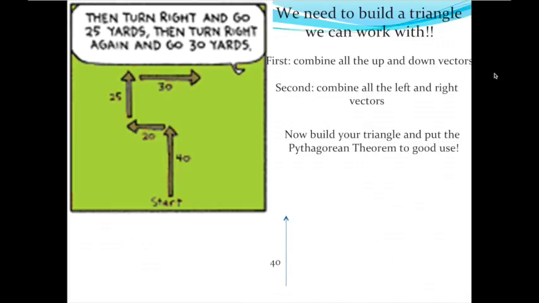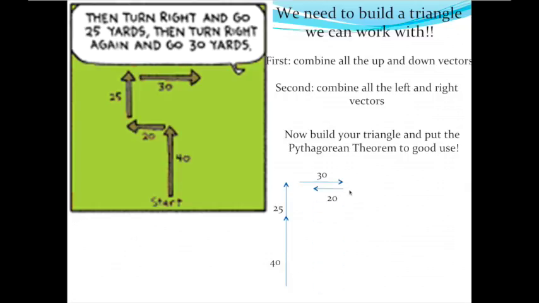So we first started with going 40 up. That's our first up arrow right here. Now the next one that's up and down is once again 25 up, so we just stack that right on top. I put the arrow so I can know where it's going, and it doesn't look like we have any more up and down arrows. So the next thing we need to do is combine all the left and rights. We start here, going to the right, 30. And the other one is going this way, 20.